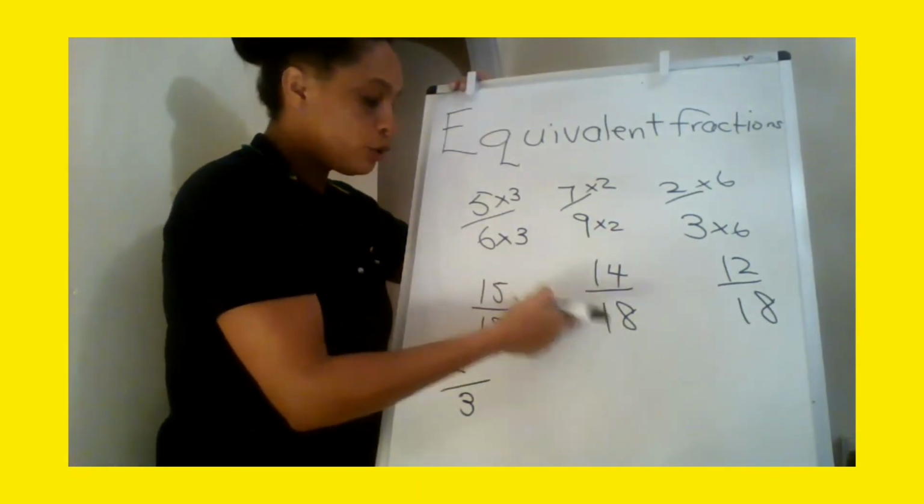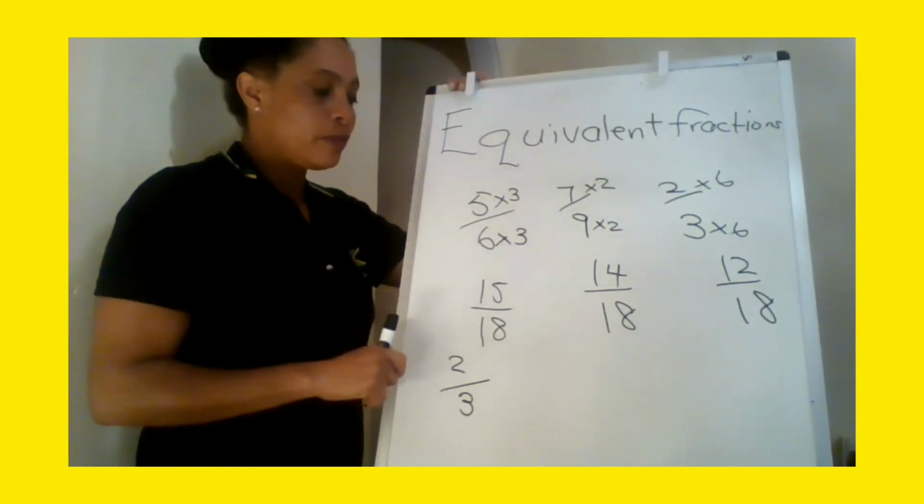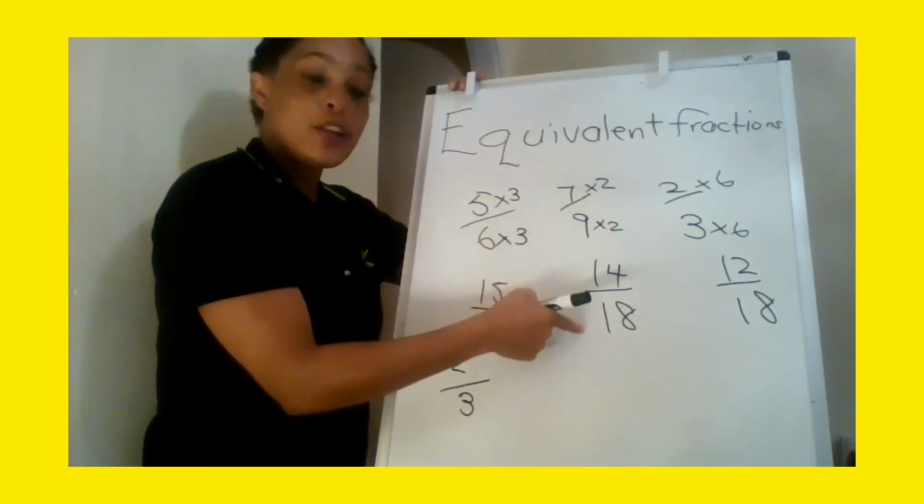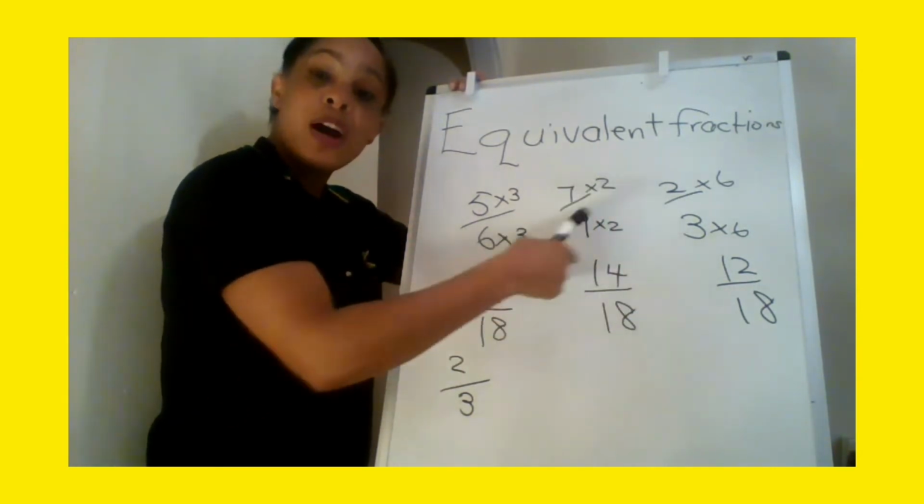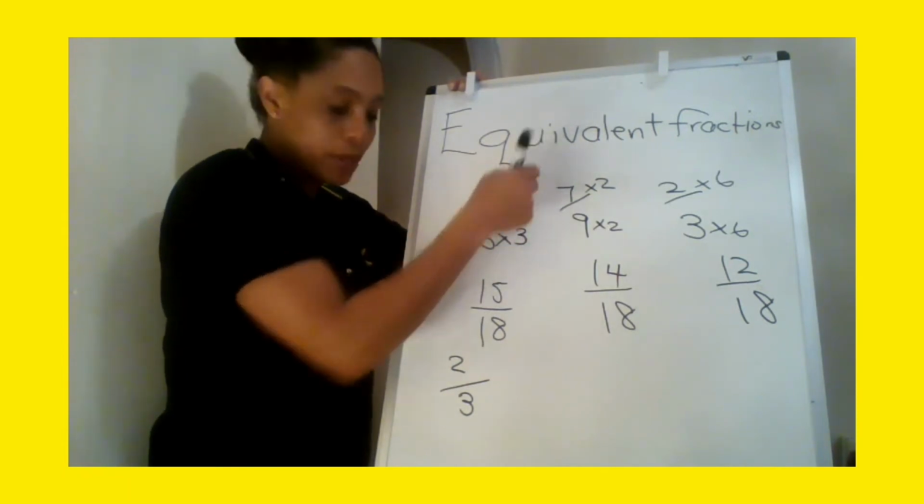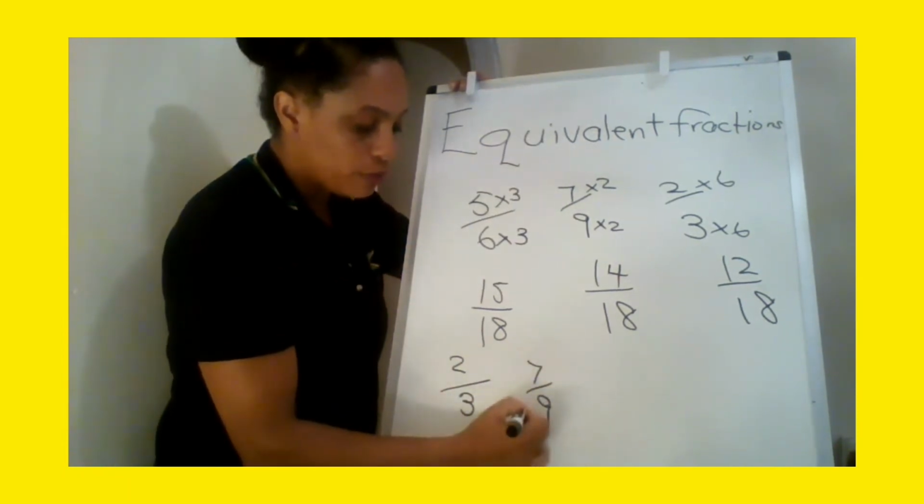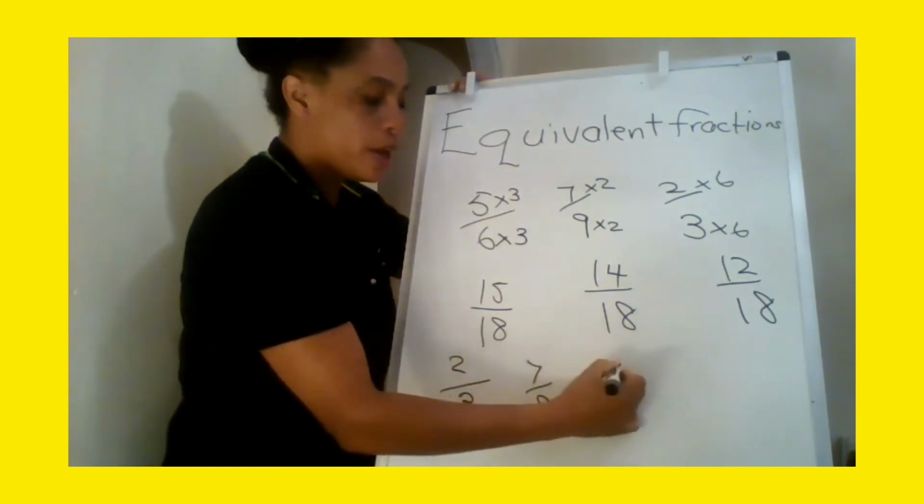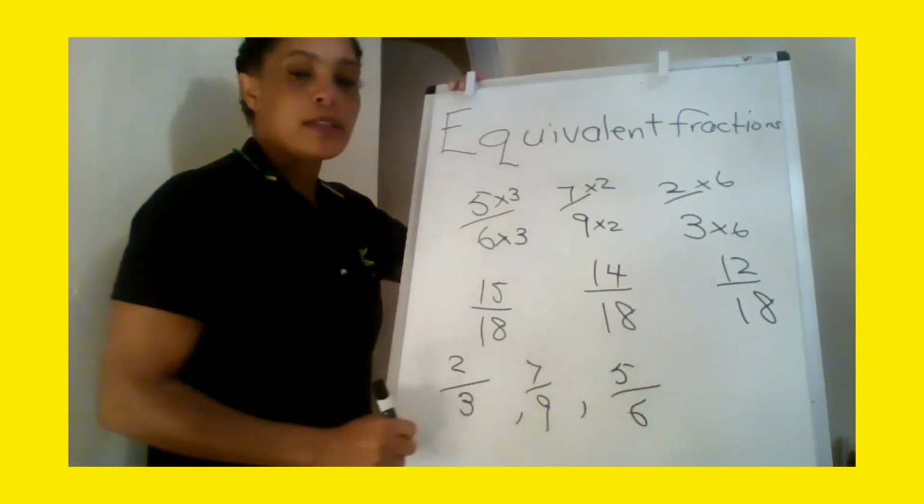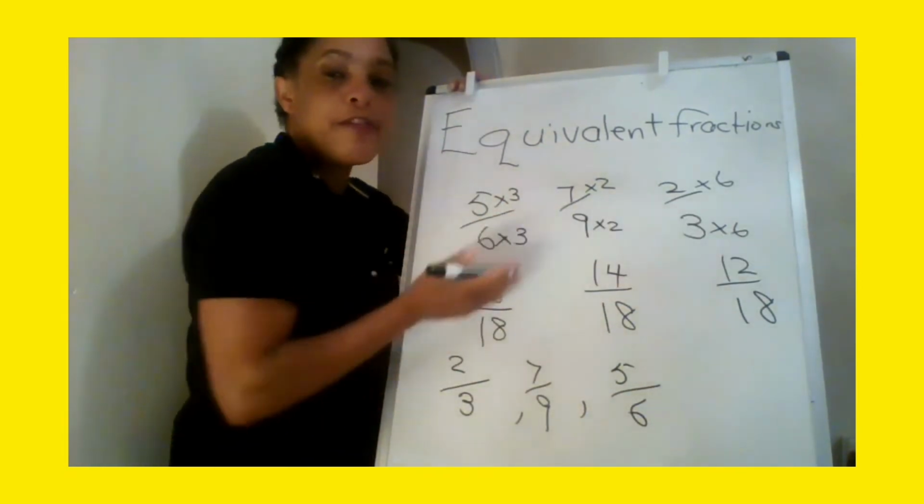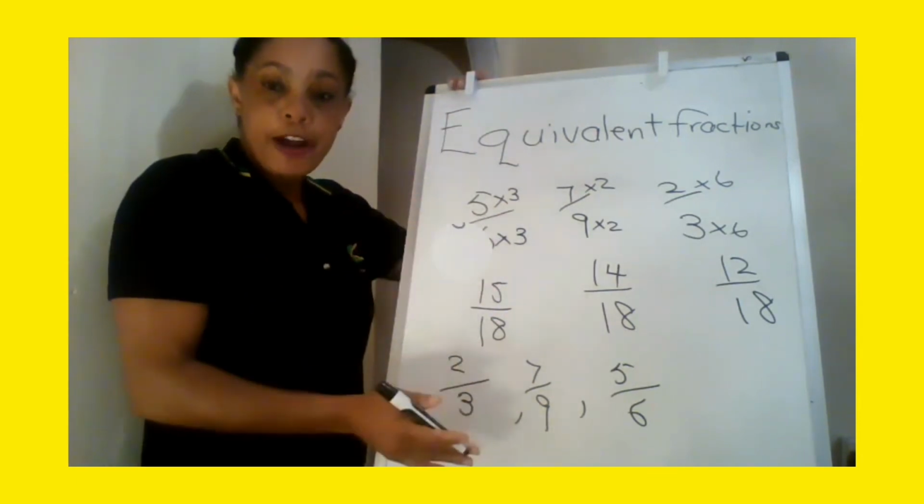Now I have 14 out of 18 and 15 out of 18. The next one is 14 out of 18. But remember, we only use this to guide us, because I was asked about this. So the next one is 7 out of 9. And the last one there is 5 out of 6. So here we've used equivalent fractions to order fractions.